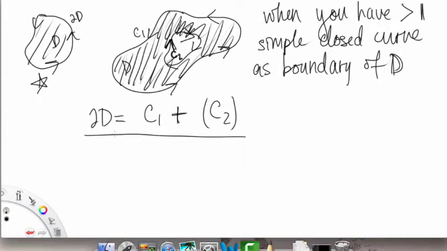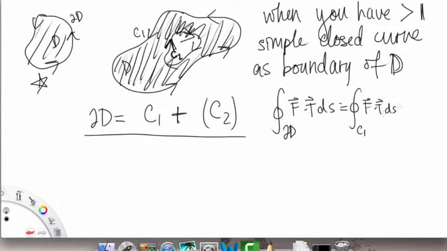So what this means in terms of the line integrals is that the line integral over the boundary of D of f dot t ds is simply equal to the line integral of f dot t ds over C1 plus the same integral, but this time over C2. Okay? So now let's look at a little bit more complicated examples so we get some more practice with this.